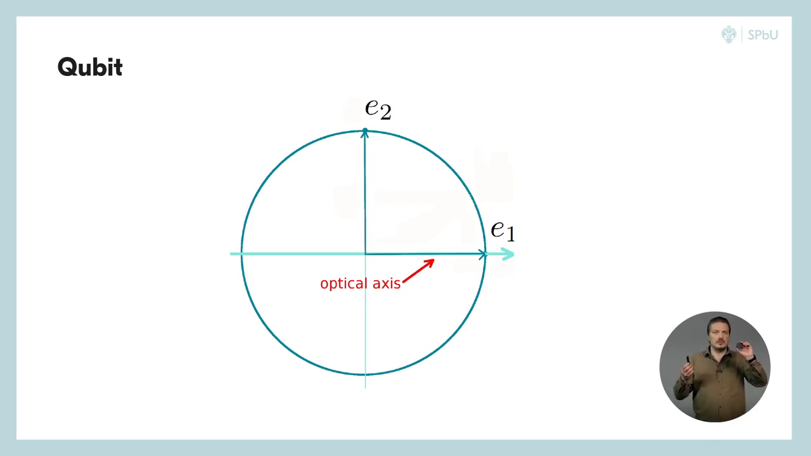E1 is a unit basis vector which corresponds to the state of a photon with horizontal polarization. These photons are allowed to pass through the polarizer with probability 1. And E2 is the second unit basis vector which corresponds to the state of a photon with vertical polarization. These photons are reflected from the polarizer with the probability 1. All other photons, as all other states, can be represented as a weighted sum of these two basis vectors.